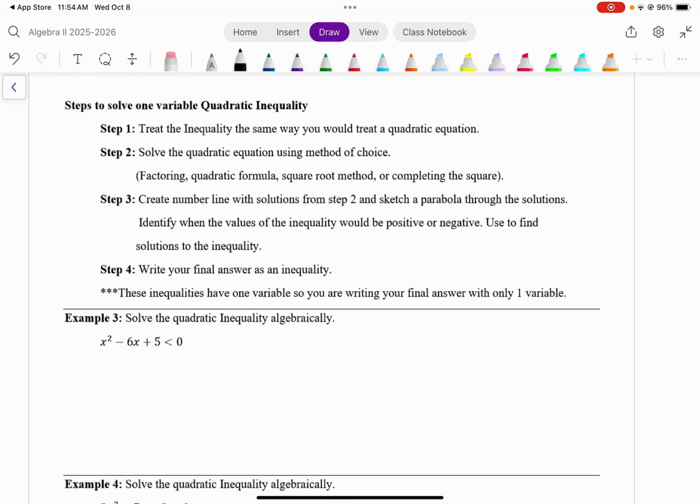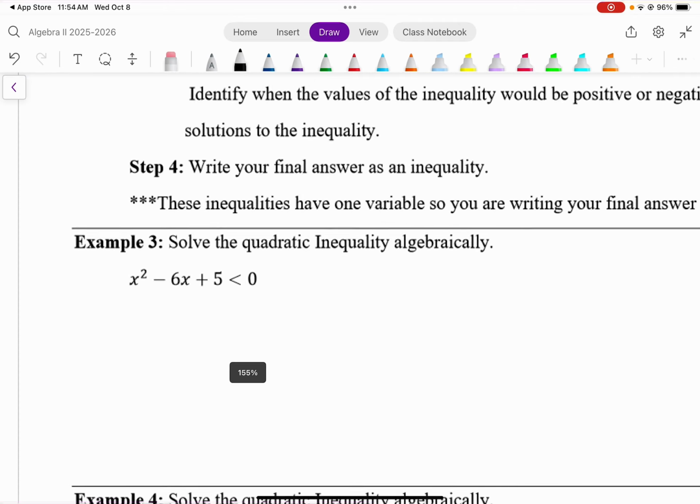Okay, so the next part, we're going to solve one variable quadratic inequalities. We're going to treat these inequalities the same way we would treat a quadratic equation. So you're going to solve it using your method of choice. You can factor, quadratic formula, square root method, or completing the square. So let's look at this example.